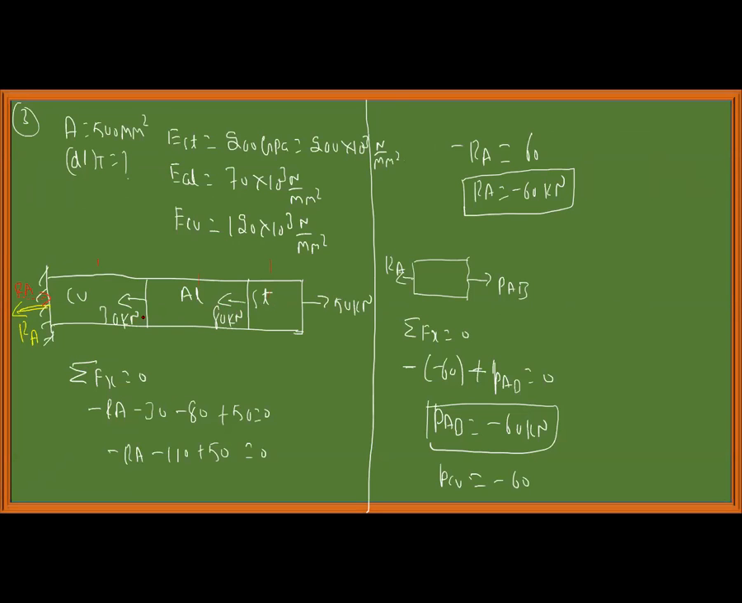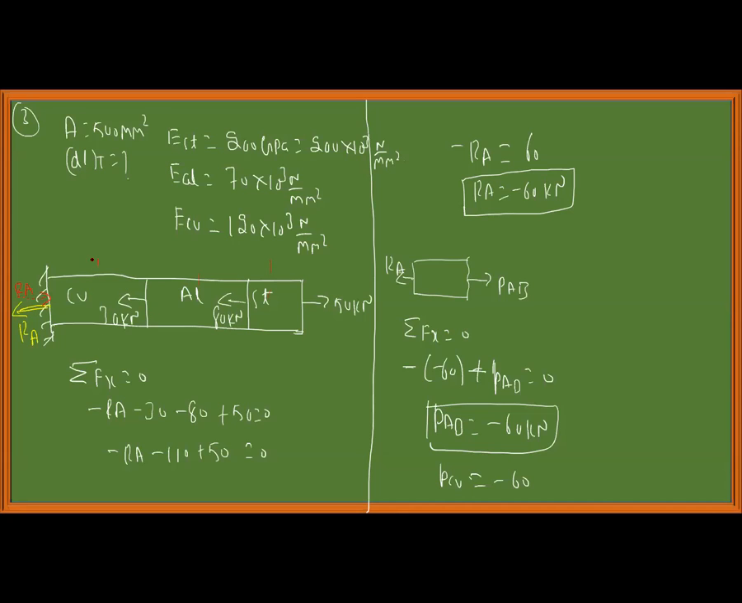Now, whatever this is: 80, 80, 90, 100, 130. This should be how much? Sorry, 80, 80, 90, 120, 110 minus 50. Similarly, you'll get minus 60 kilonewton here. Okay, this is how you can solve the problem.